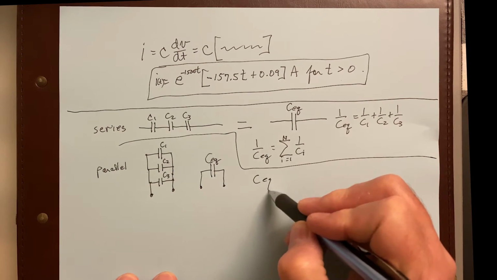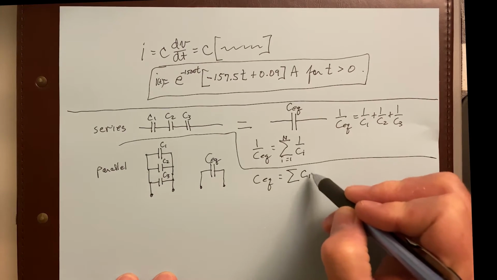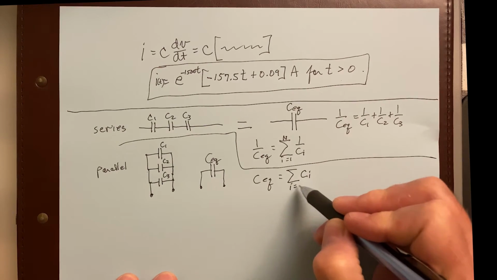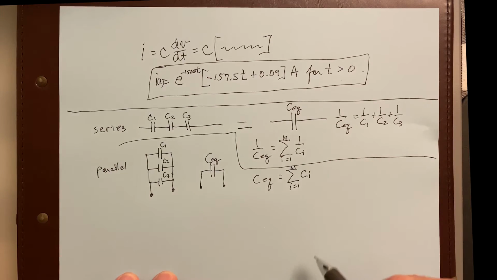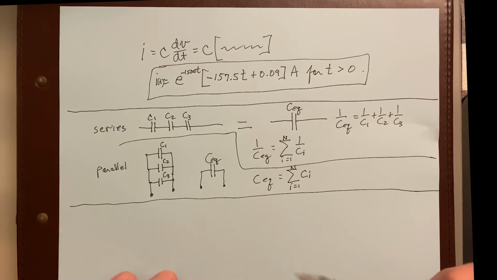So CEQ is just going to be the sum of all of the individual capacitances from I equal to 1 to N, where N is the number of capacitors you have. Okay, so that's the way capacitors combine. It's kind of the reverse of the way that resistors combine.